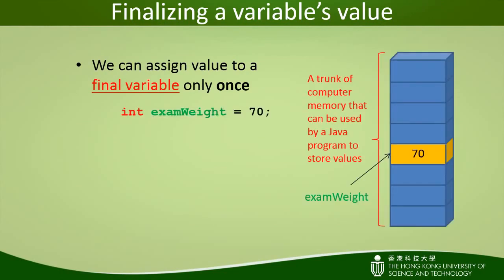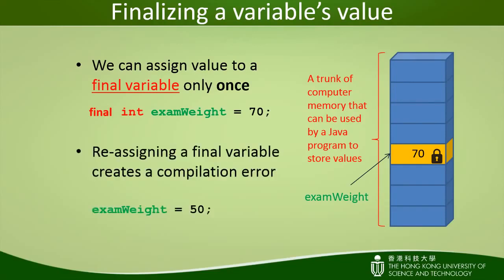In the example that you have seen, the statement int exam weight equal to 70 declares and initializes exam weight. If you add the keyword final in front of the declaration, the effect is like locking the memory, and the value cannot be changed again. An attempt to reassign a value to a final variable would cause a compilation error. For example, if exam weight has been declared as final, the compiler would complain if an attempt is made to change the value of exam weight to 50, like what you have done before, even if you have done poorly in the exam and want to reduce its weight.